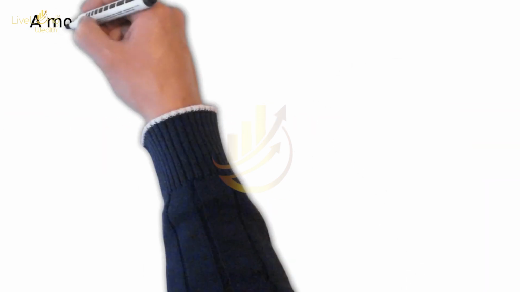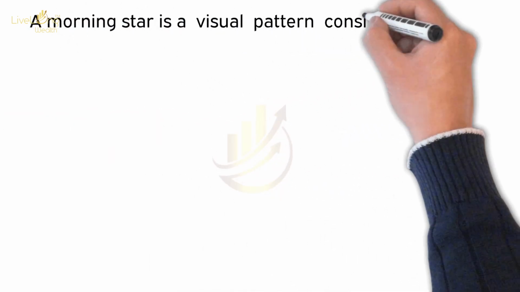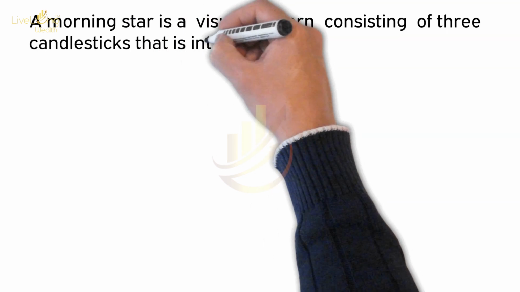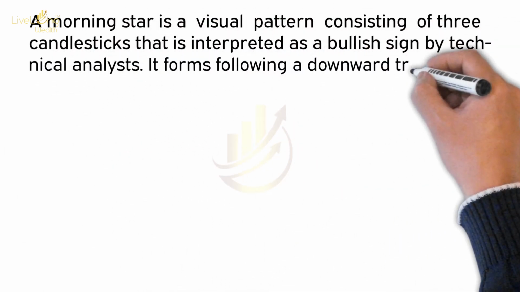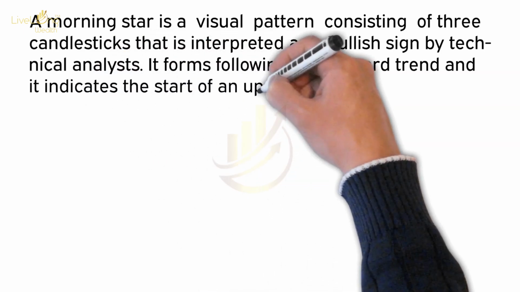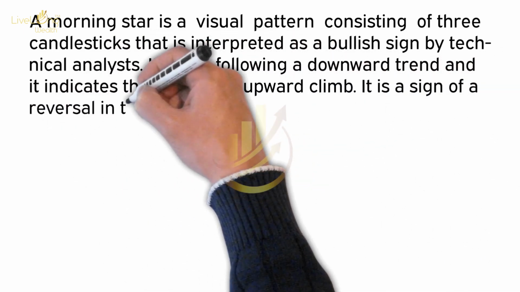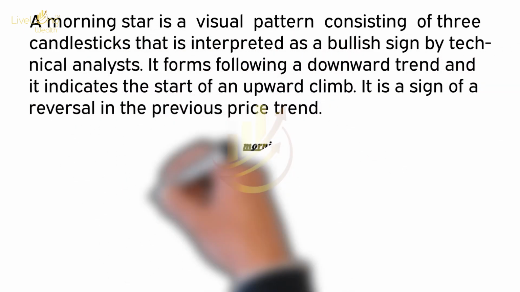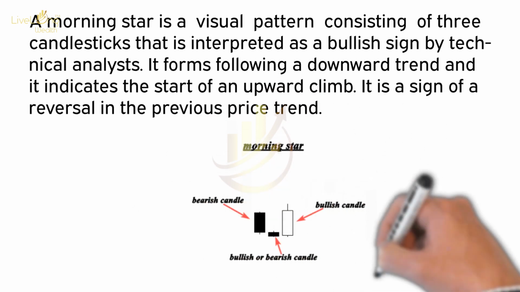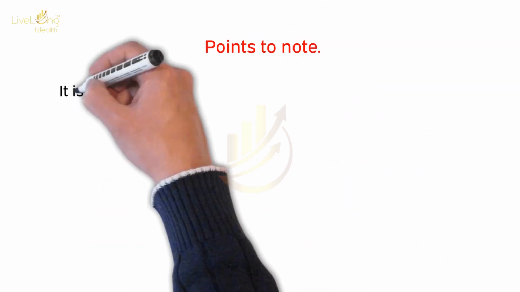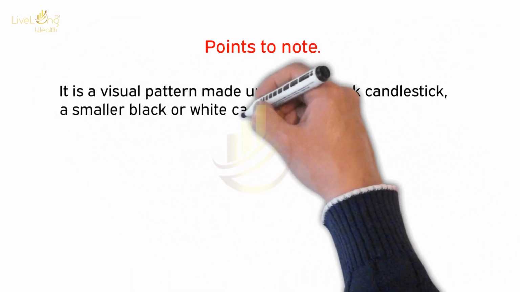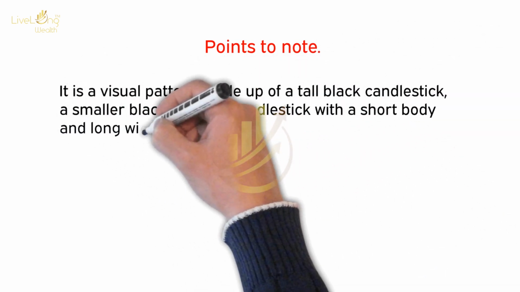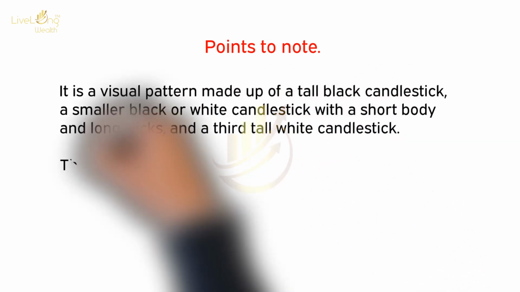The Morning Star. A morning star is a visual pattern consisting of 3 candlesticks that are interpreted as a bullish sign by technical analysts. It forms following a downward trend and it indicates the start of an upward climb. It is a sign of a reversal in the previous price trend. It is a visual pattern made up of a tall black candlestick, a smaller black or white candlestick with a short body and long wicks, and a third tall white candlestick.